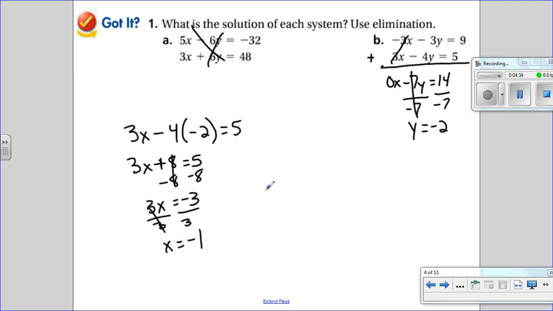So therefore our solution is negative 1, negative 2. And we can check this by plugging it back in. If we take either one of our equations, again, let's take this one and plug them in. 3 times negative 1.